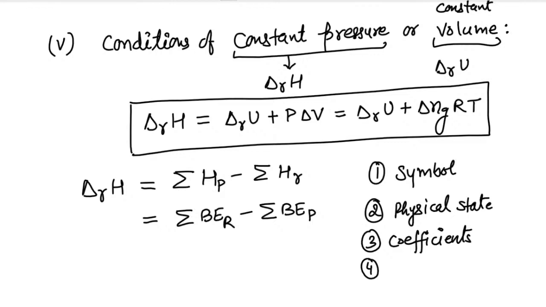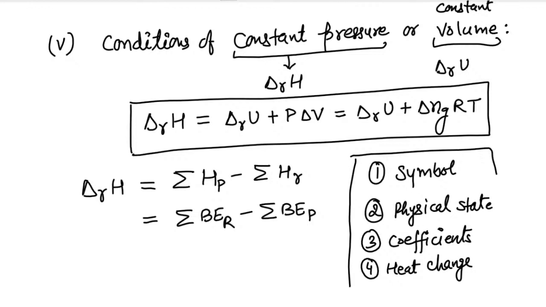And next is heat change, energy absorbed or evolved. So these are the 4 factors which are present in a chemical equation, and then that is called a thermochemical equation. Okay, done. So that's all for the day.